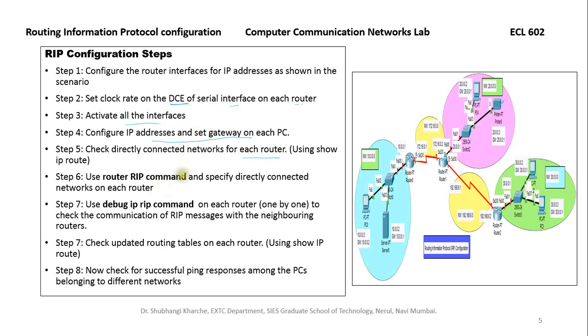Then after checking the directly connected networks for each router, we are going to use the router RIP command and specify the directly connected networks for each router. After this, we are going to use the debug IP RIP command on each router one by one to check the communication of RIP messages with neighboring routers, and we are going to check the updated routing tables on each router using the show IP route command. And after successful configuration of RIP and checking the debug messages, we are going to check the successful ping responses among the PCs, that is end devices belonging to different networks.